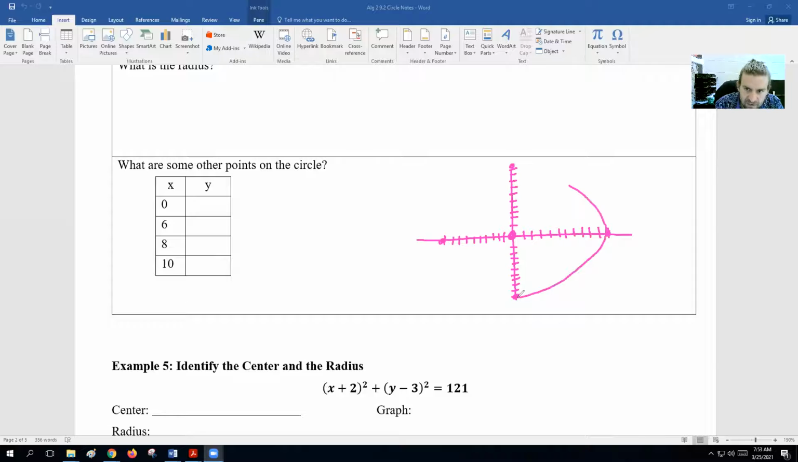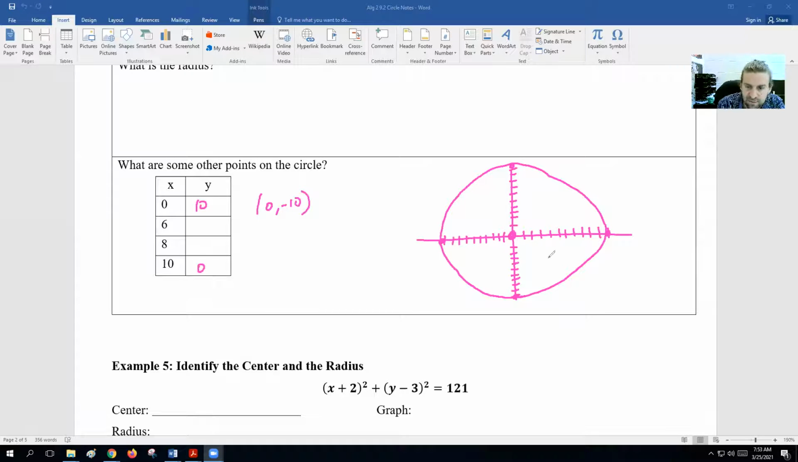And then just do your best at making a circle. Now, my graph is not drawn to scale, so it looks more like a blob than a circle, but that's what happens. So we could name some points on here. Over 0, y could be either positive 10 or negative 10. And some other points here.